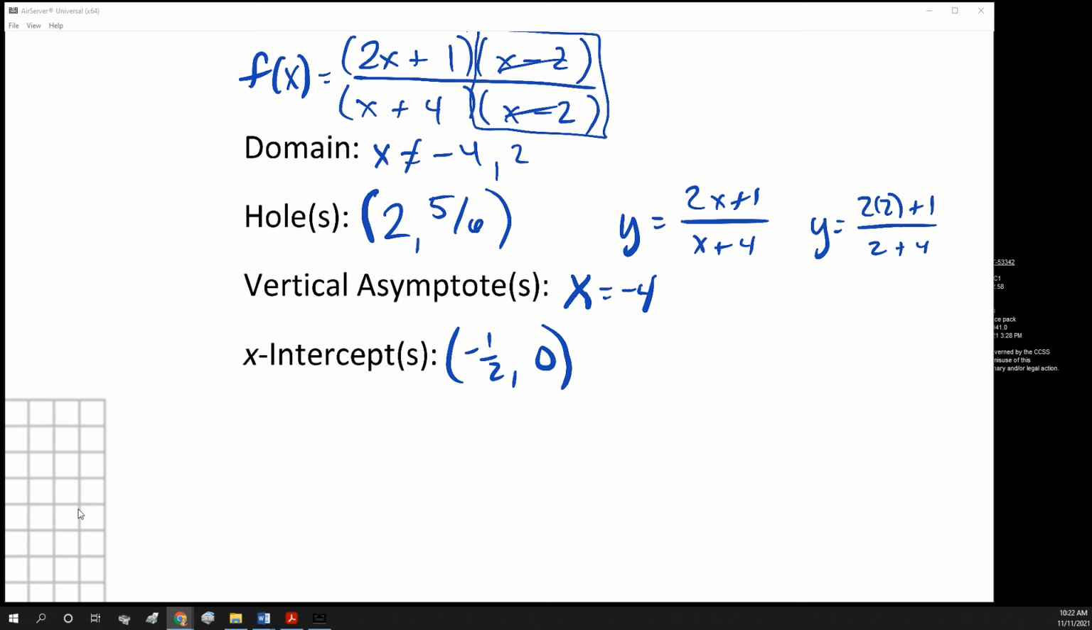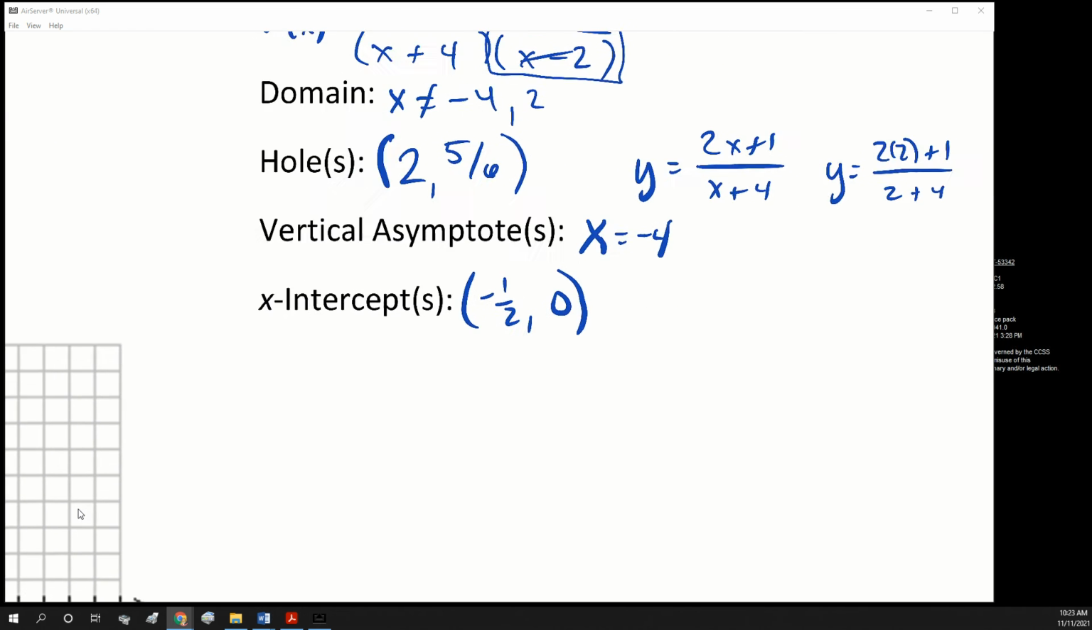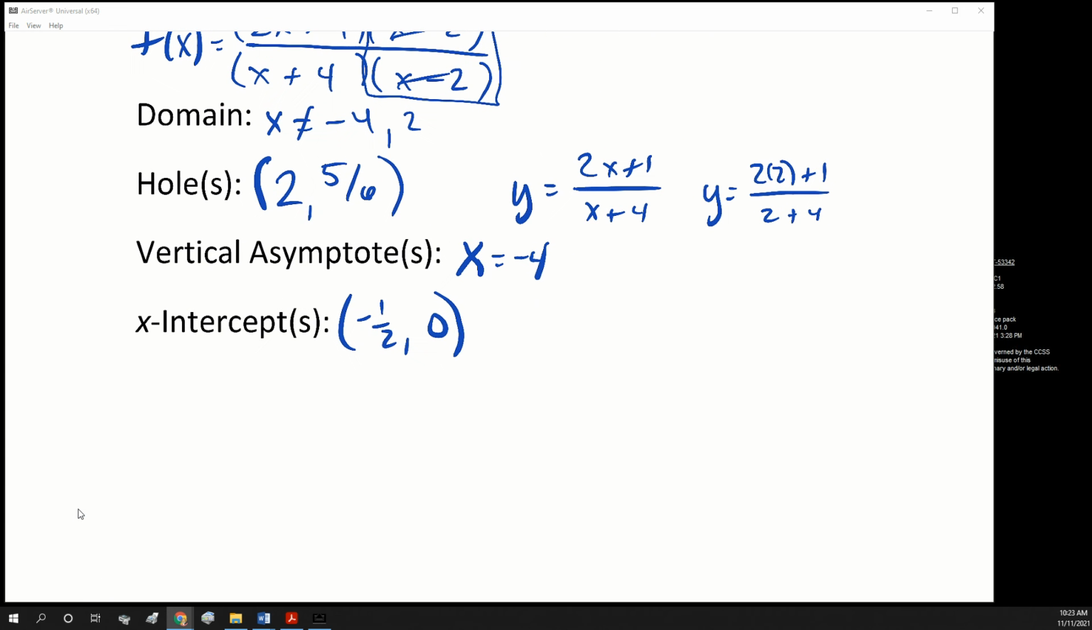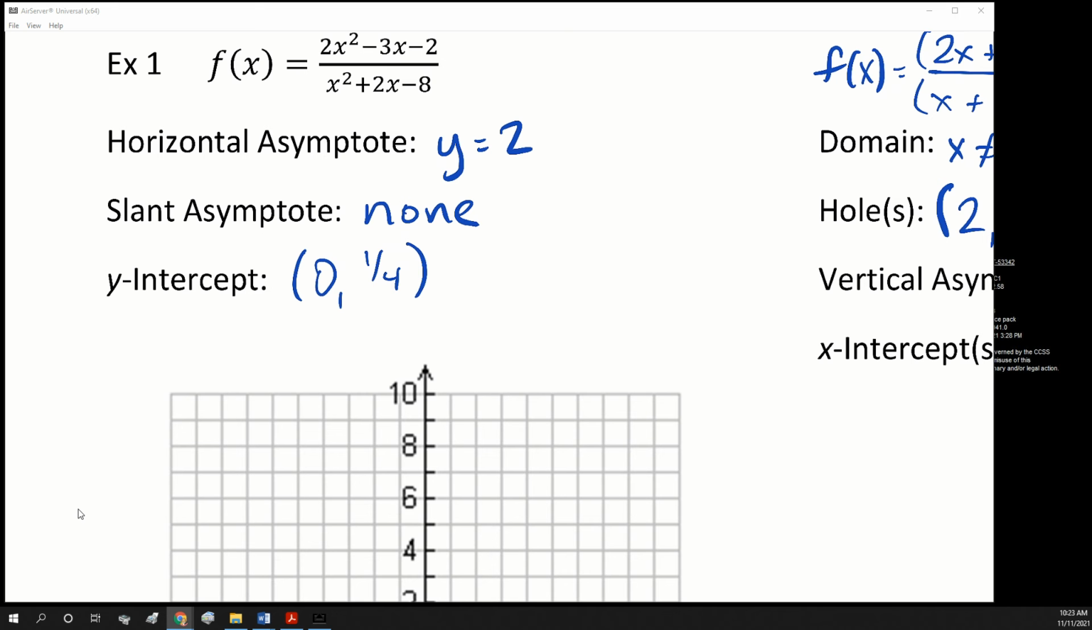All right, so I'm just going to go through the list starting on the left and just graph all the things that we found. So we're going to start with, well, someone asked me last period, like, why is the vertical asymptote x equals a number and the x-intercept just a point? And that's a good question. The vertical asymptote is x equals a number because it's the equation of a vertical line, and that's what vertical lines are. It's x equals a number. And then the horizontal asymptote is y equals a number because it's the equation of a horizontal line.